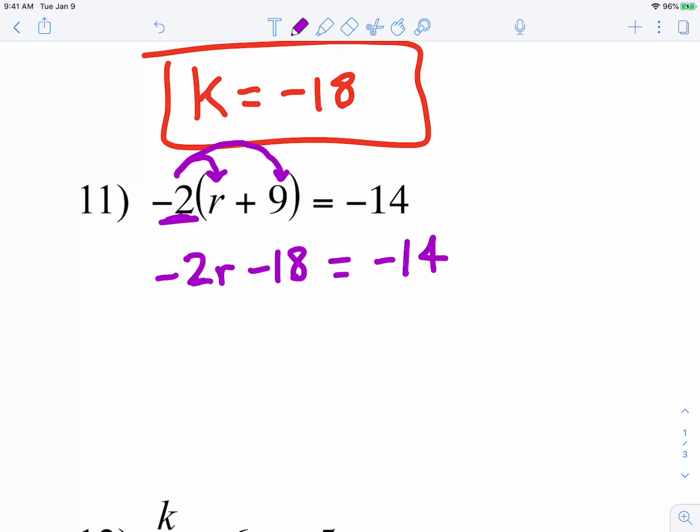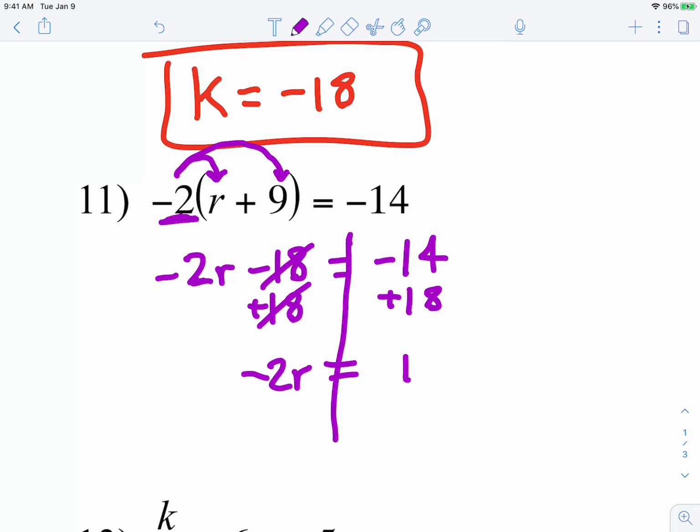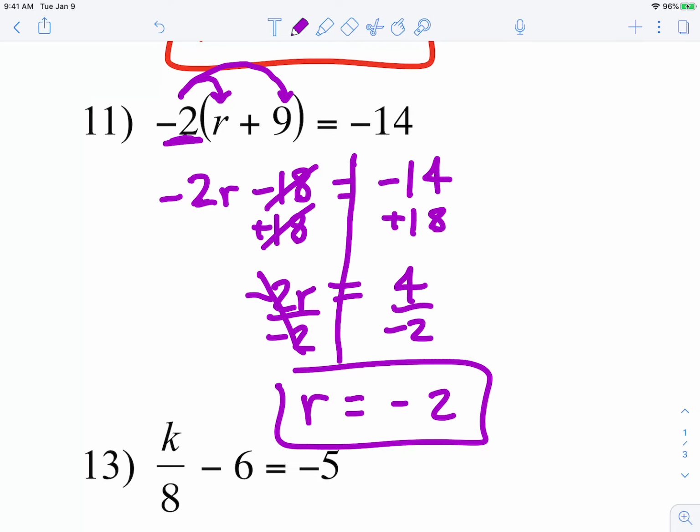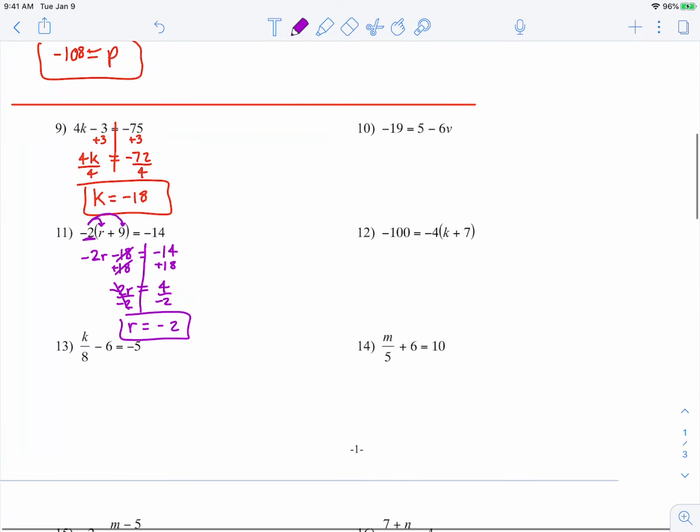Okay, and then from here we'll add 18 to both sides. Okay, if you want to split it, you can. So negative 2r will be left over. What is that, equal to 4? And then negative 2 times r, the opposite of times is divide. And that'll get you r is equal to negative 2. So that one's got a couple extra steps there. Make sure you're writing out all of your steps, and then you should be good to go.